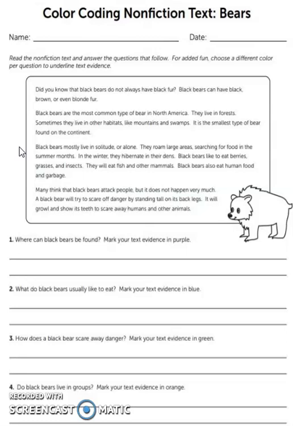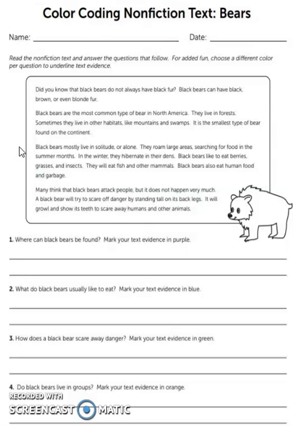Black bears like to eat berries, grass, and insects. They will eat fish and other mammals. Black bears also eat human food and garbage. Many people think that black bears attack people, but it does not happen very much. A black bear will try to scare off danger by standing tall on its back legs. It will growl and show its teeth to scare humans away and other animals. That's cool. I didn't know all of that stuff.